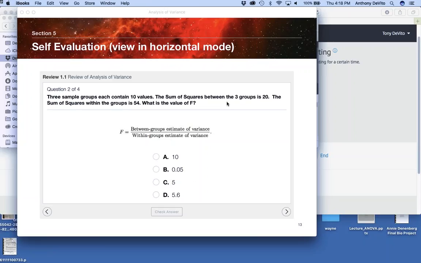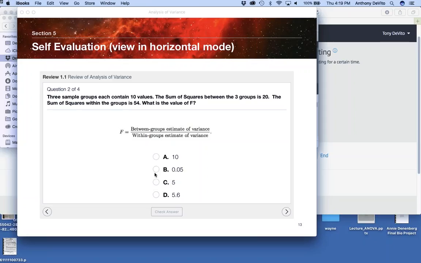Sum of squares between three groups, three sample groups, each containing 10 values. The sum of squares between the three groups is 20. The sum of squares within the groups is 54. So what's the value of F? That must be based on some other question as well.